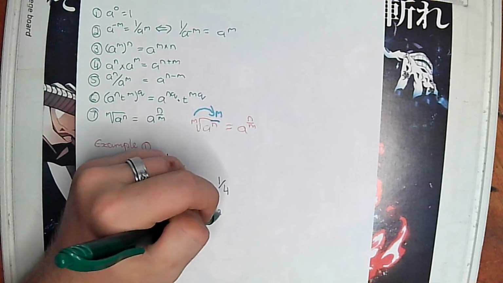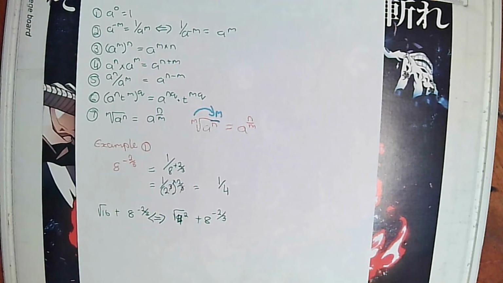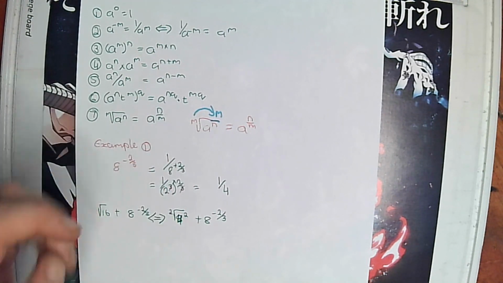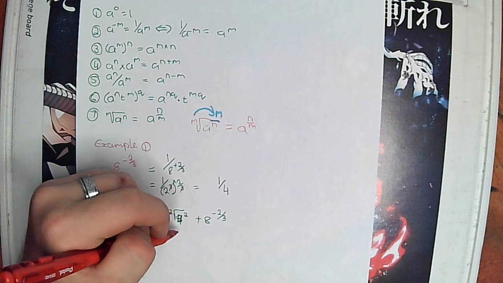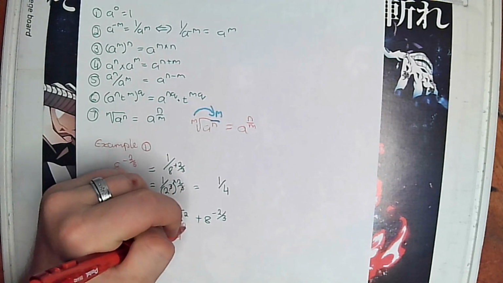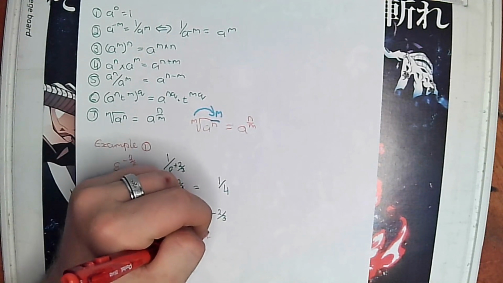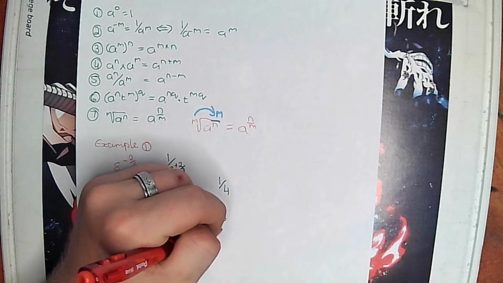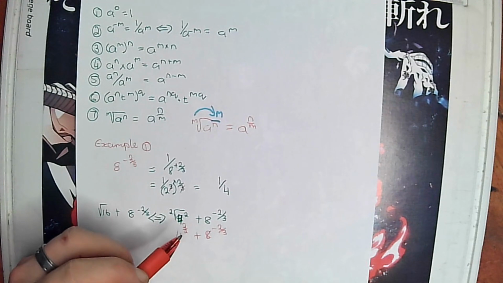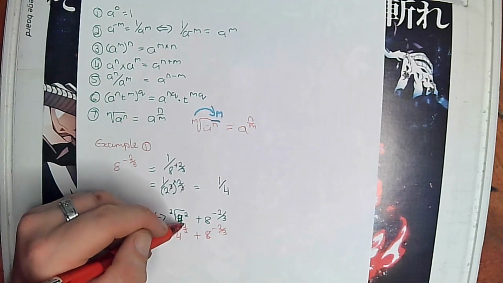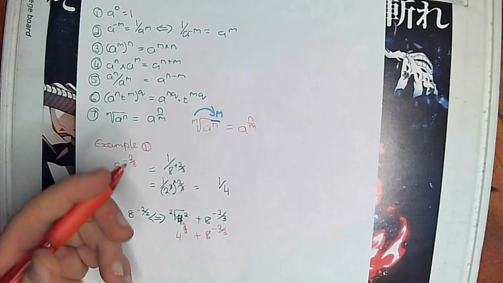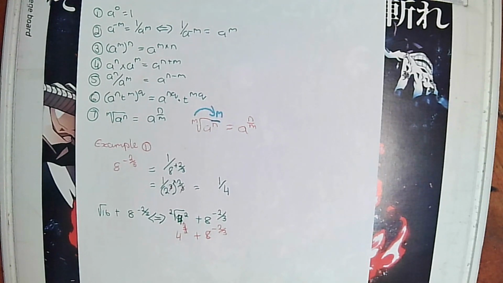Now, since here's a 2, with the new law we just learned, we know that we can write it as 4 to the power 2 over 2 plus 8 to the power negative 2 over 3. And these 2's cancel out, and I'm left with a 4. But I know the 8 I can simplify. I know that I can simplify it as such.